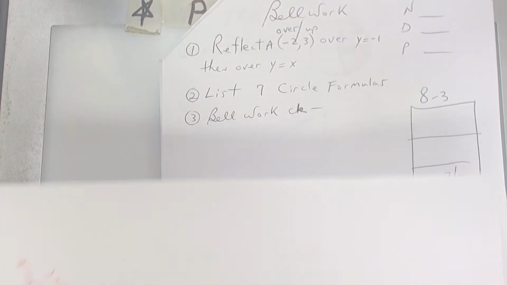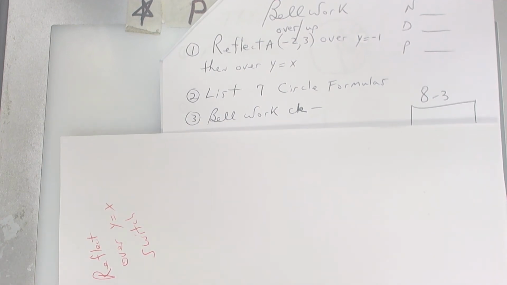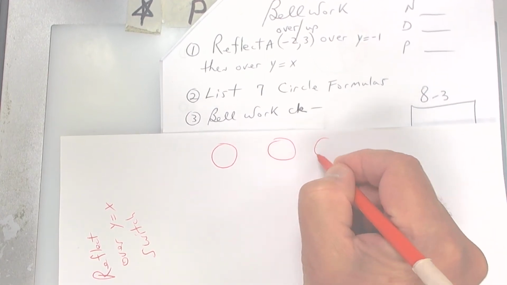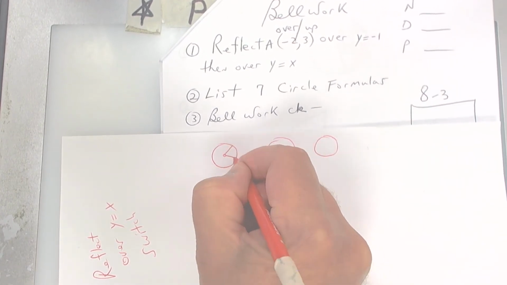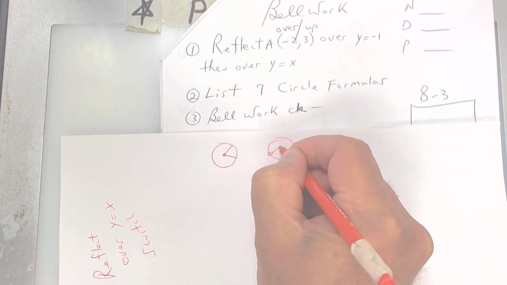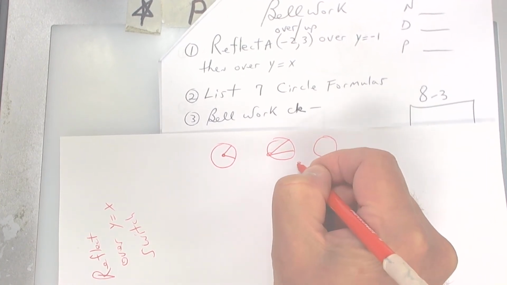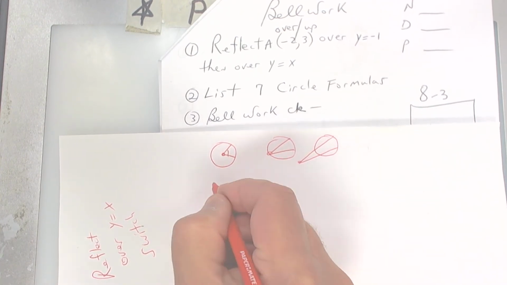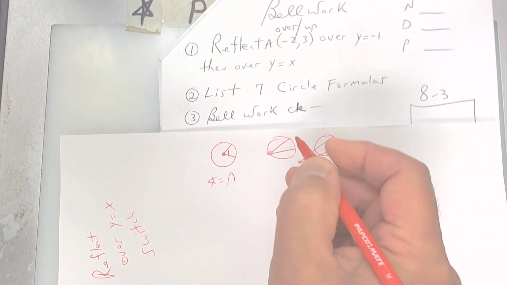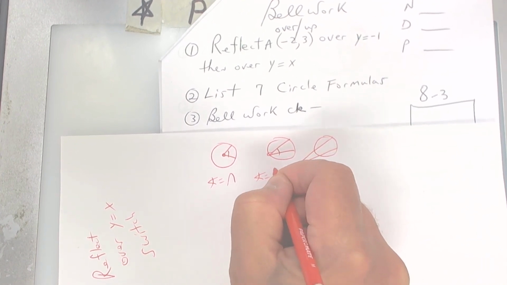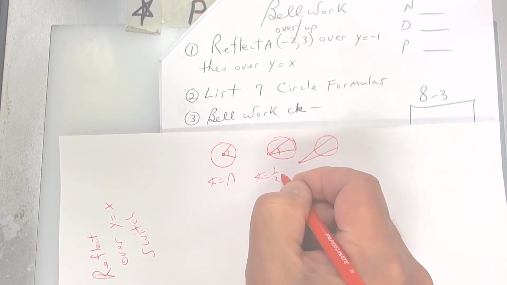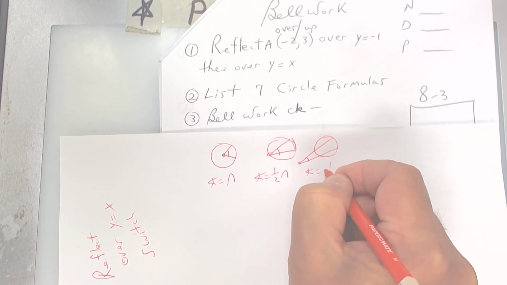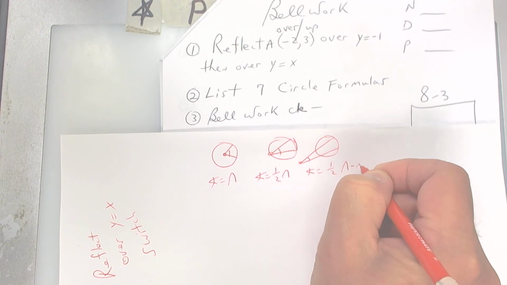This one right here says list the 7 circle formulas. Remember, you had 1, 2, 3: inside, on, in the middle, on the circle, outside the circle. Okay, so this one is the angle is equal to the arc. This one is the angle is equal to half of the arc. This one is the angle is equal to half of the big arc minus the little arc.